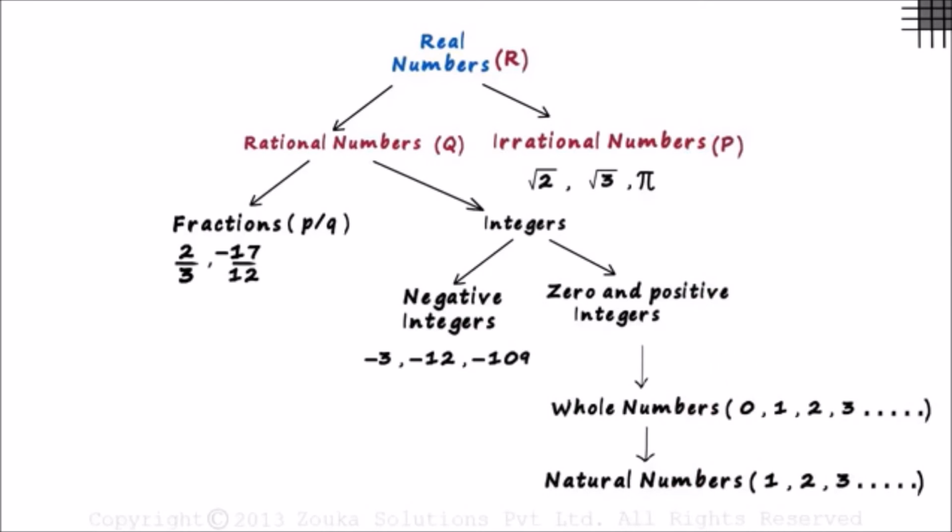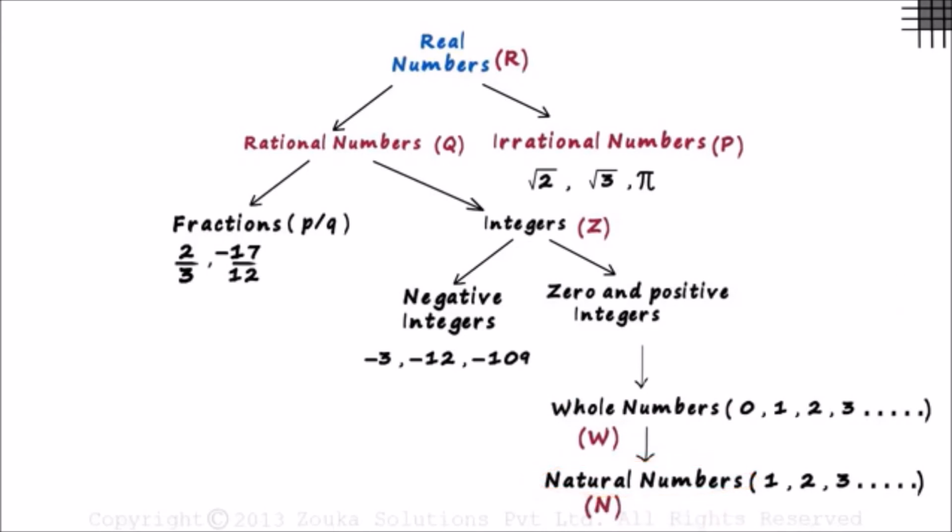The entire set of numbers is given a letter. P is the entire set of irrational numbers. Q is the set of rational numbers. And the set of integers is called Z. The set of whole numbers is called W. And the set of natural numbers is called N.